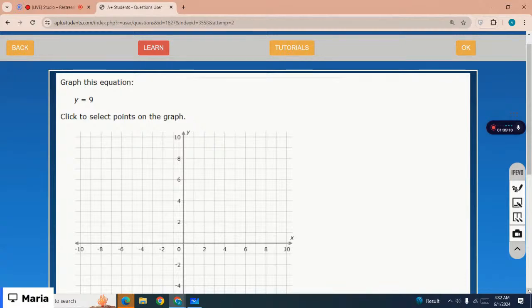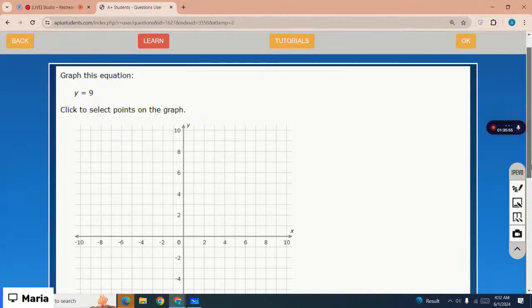For y equals 9, which is the correct option? You have to make a line on y equals 9, right? Here it is. The correct option is option number.